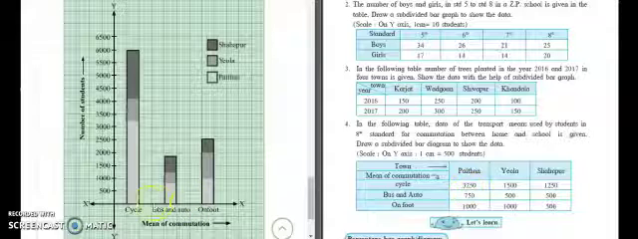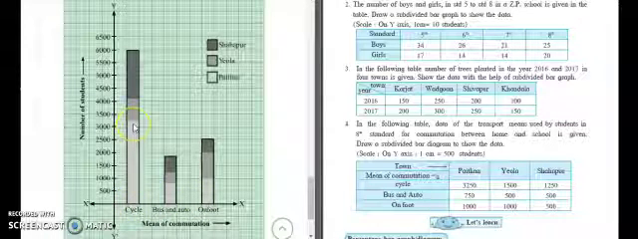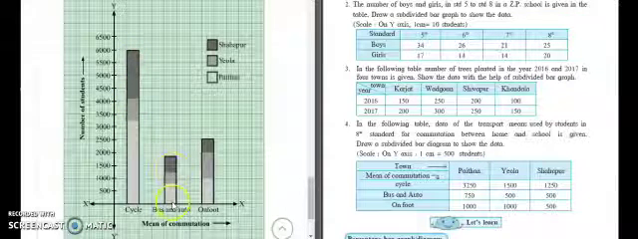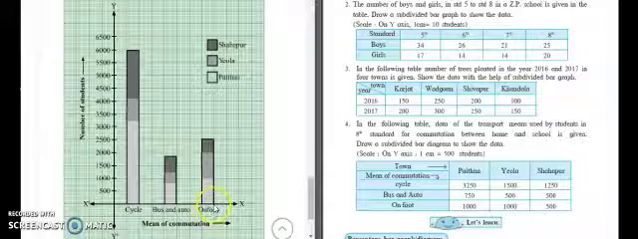Pattern 3250. So cycle 3250. Then add 1500 more for Yeola. Then add 1250 more for Shahpur. Then similarly for bus and auto, 750. Then add 500 and then add again 500. Then for on foot, 1000. Then add 1000 and then add 500. So this is the subdivided bar graph.